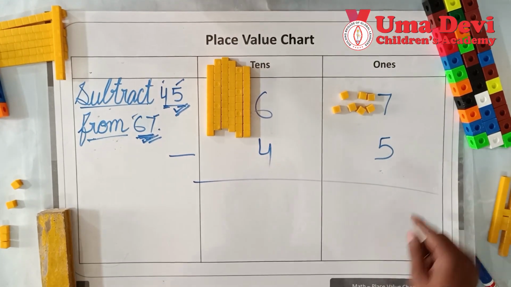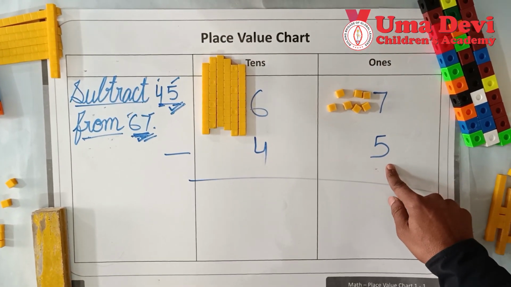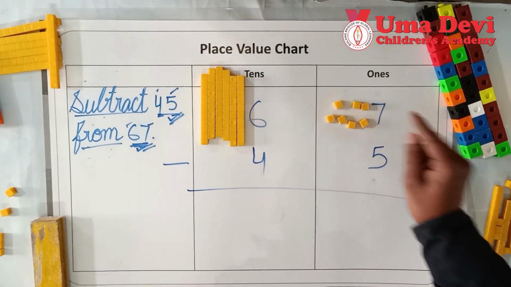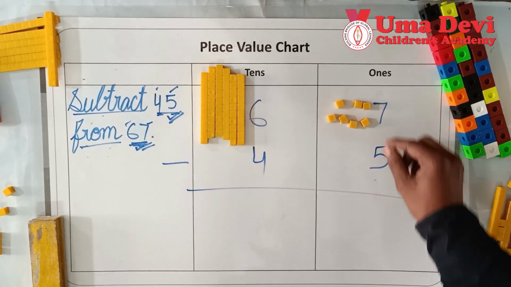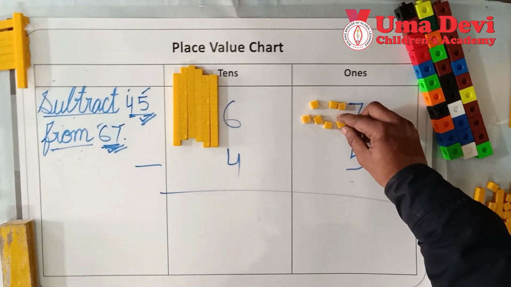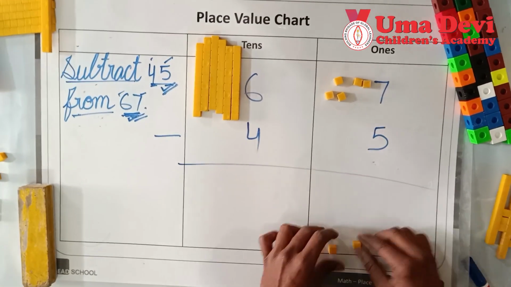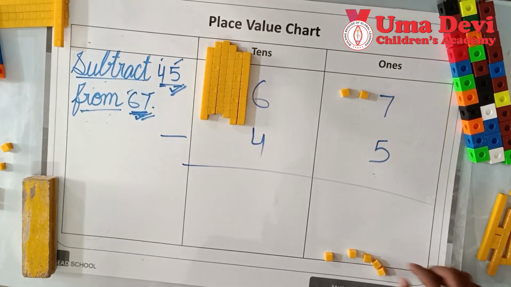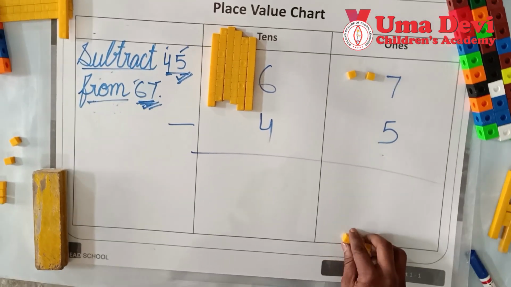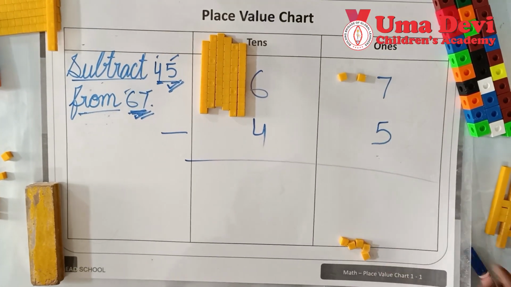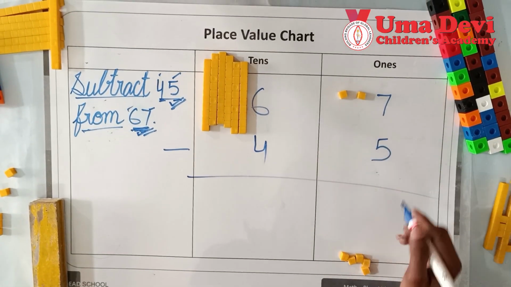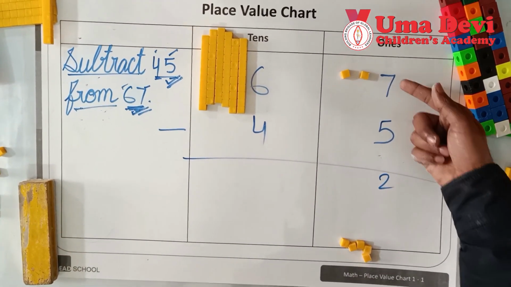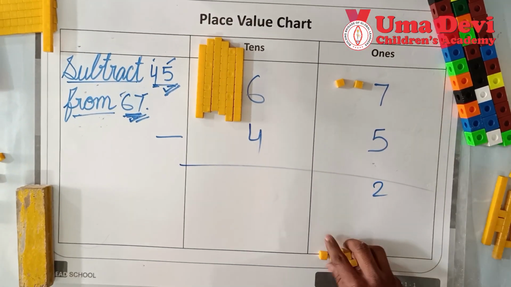So look here, we have to subtract 5 from this 7. There are 7 blocks here and we will take 5. I am taking away, subtraction means take away. So look, 1, 2, 3, 4 and 5. I have taken 5 blocks from here. So how many are left? 2 are left. So what will come here? 2. Means when we take 5 blocks from 7 blocks, 2 will be left, right?